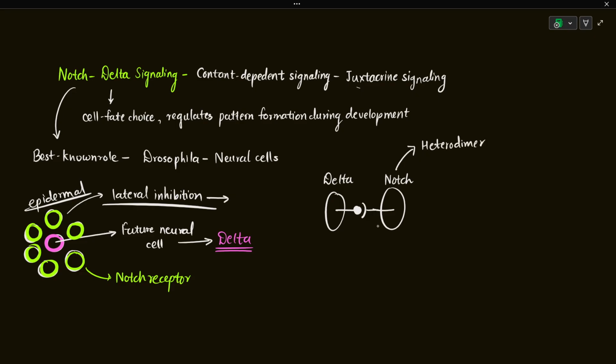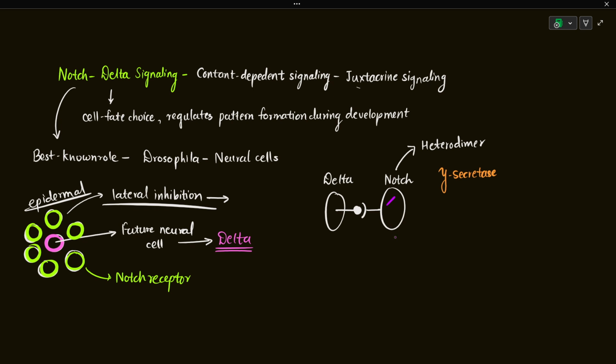Once those Notch and Delta receptors interact with each other, the protease which is present on the plasma membrane of the Notch expressing cell, that protease is known as gamma secretase. This protease will cleave the intracellular cytoplasmic, so this will cleave the cytosolic tail. Let's assume that this is the extracellular domain, this will be the transmembrane domain, and this will be the cytoplasmic domain.